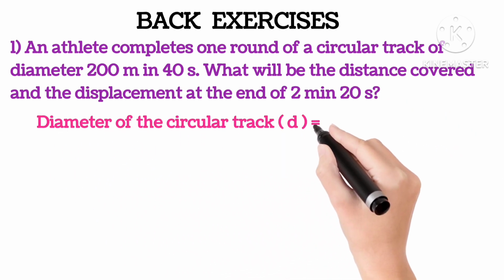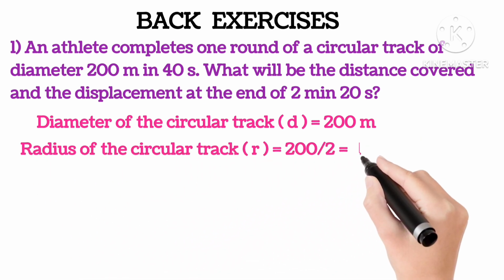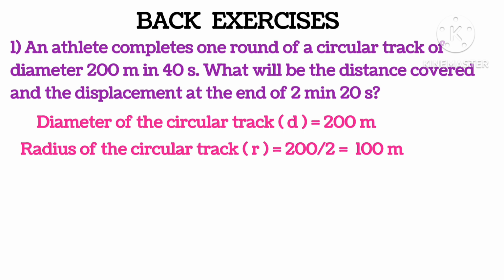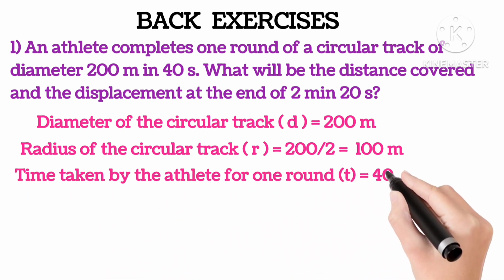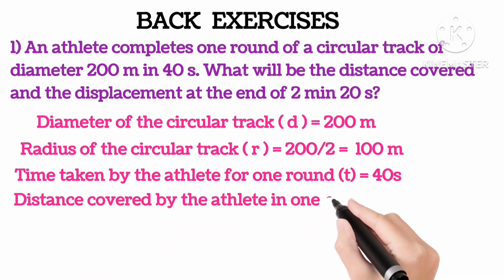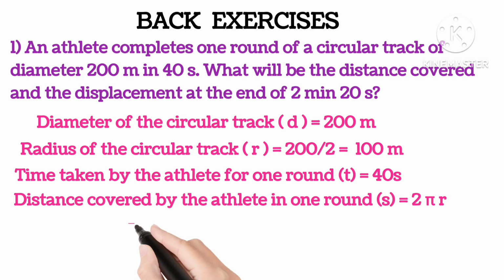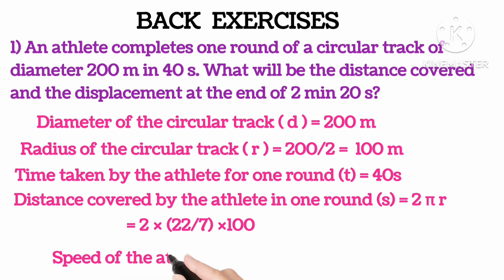So the diameter of the circular track is 200 meters. So the radius of the track will be 200 by 2, that is 100 meters. Time taken by the athlete for one round is 40 seconds. Distance covered by the athlete in one round is the perimeter of the circular track, that is 2 pi r. So putting the values we get.